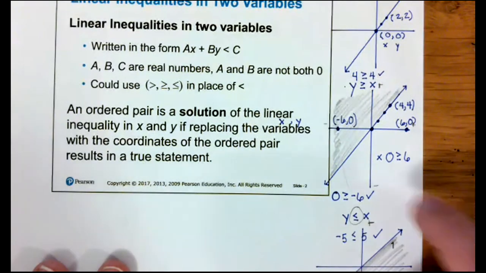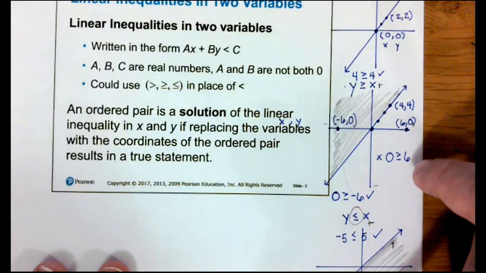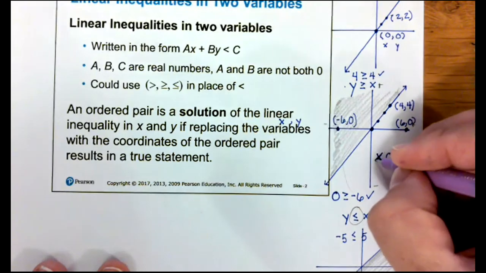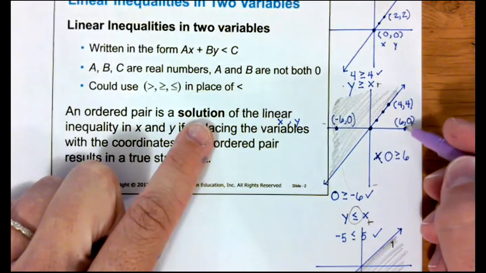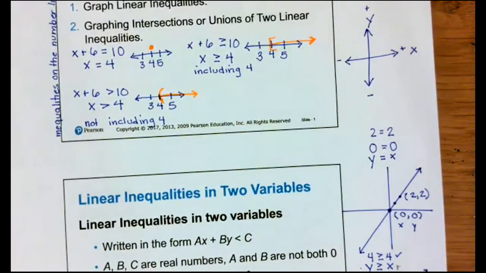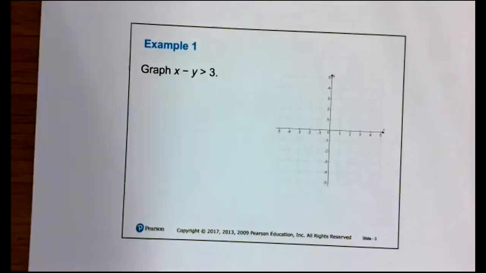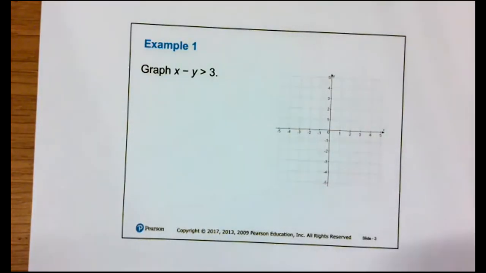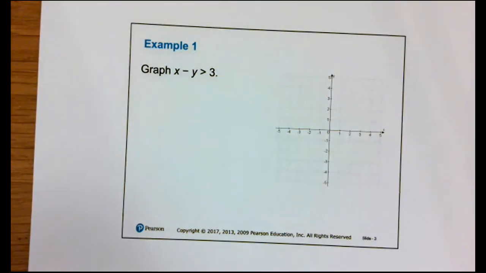Oh, sorry. 0 greater than or equal to 6 is not a true statement, right? So it's not a solution. That's why it's not shaded. It's not part of the shaded region. All right. Why do we need to shade? So all points on the line are solutions. All points in the shaded region are solutions as well.